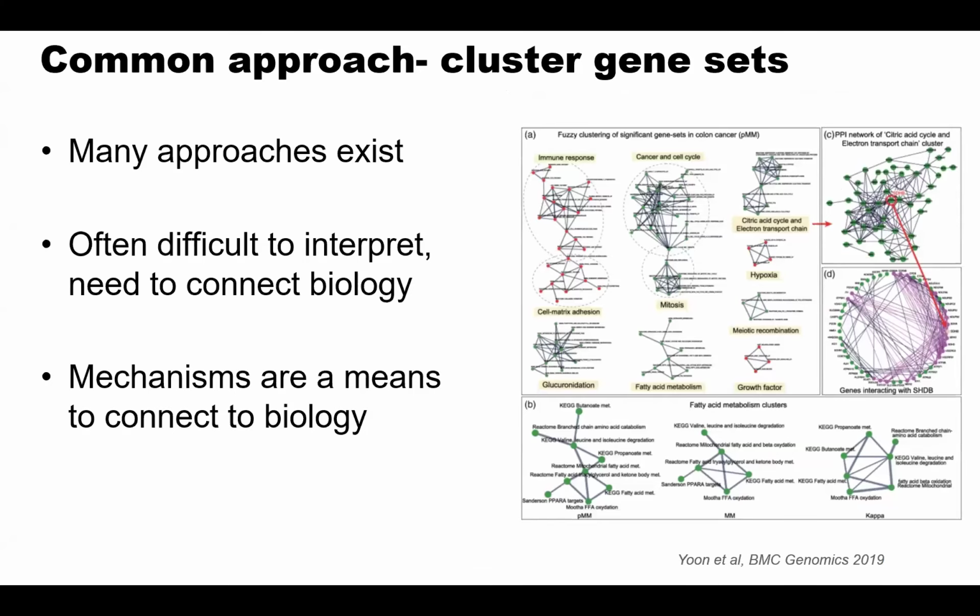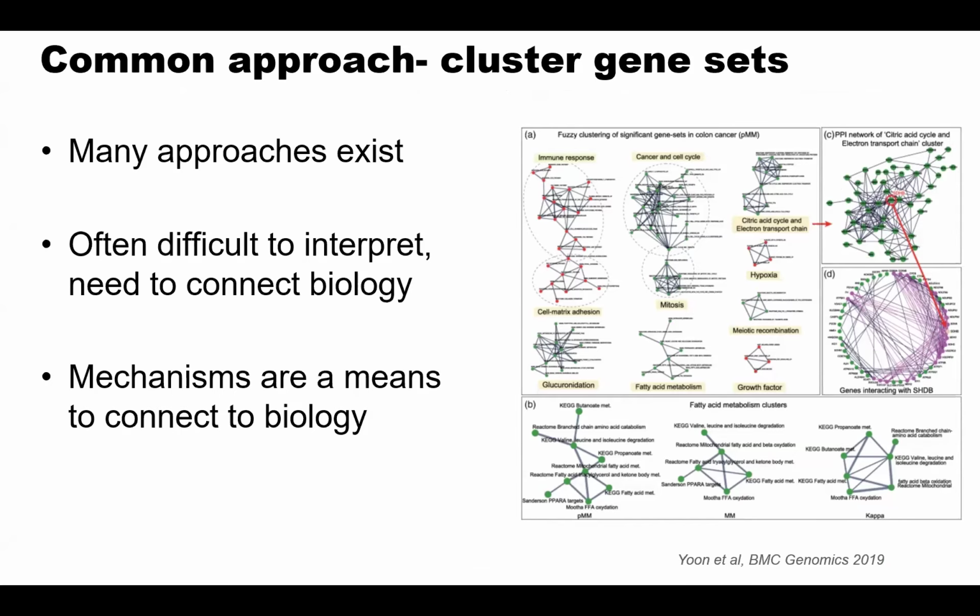So a common approach, and what was suggested to us, was to cluster some genes. And there are many approaches that exist for this. I'm just giving you an example. But some of these are often difficult to interpret and connect to biology because they may just do things semantically or things like that.